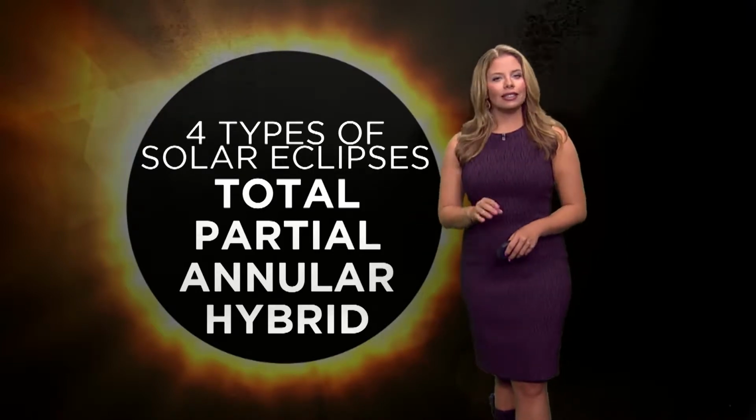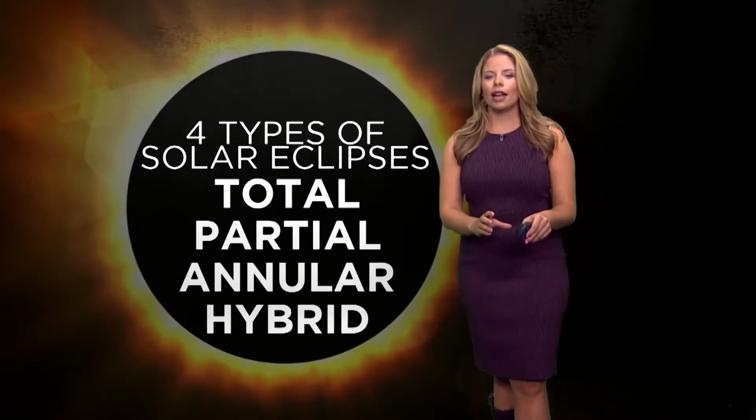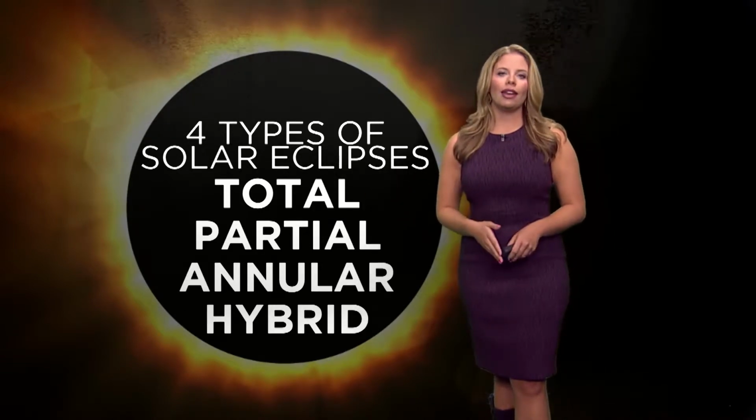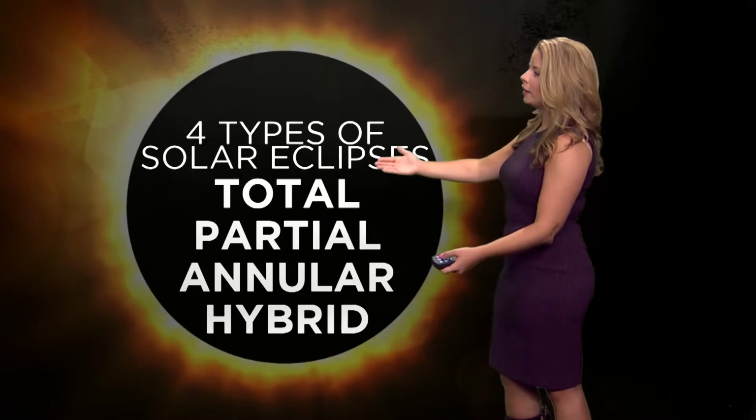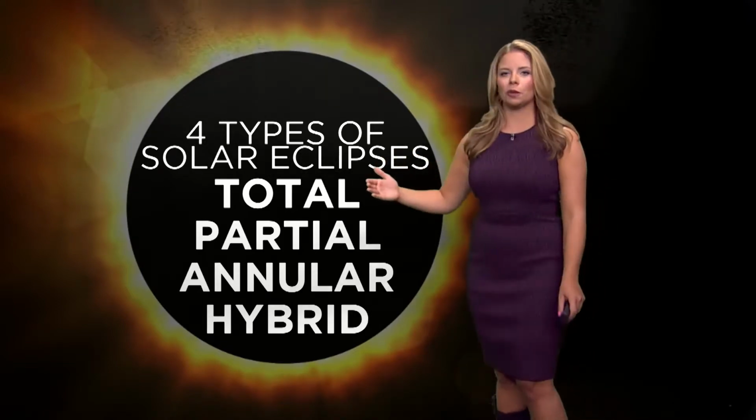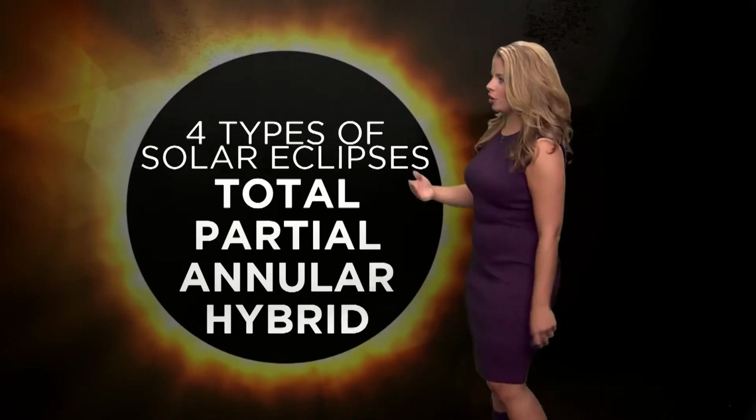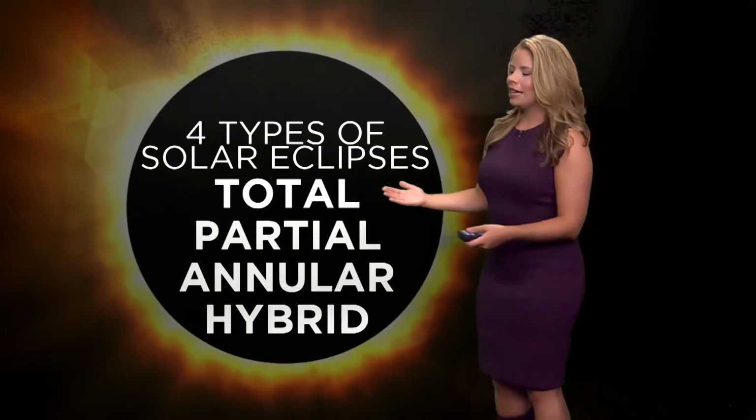Now an annular, that's a little bit different. The moon totally moves in front of the sun, but sometimes, relatively speaking, the moon looks smaller or larger depending on its elliptical orbit. So sometimes it may pass completely in front of the sun, but relatively speaking, it looks a little bit smaller, so it can't completely obscure the sun like it would during a total eclipse. And then a hybrid is one where it starts as one type and ends as another.